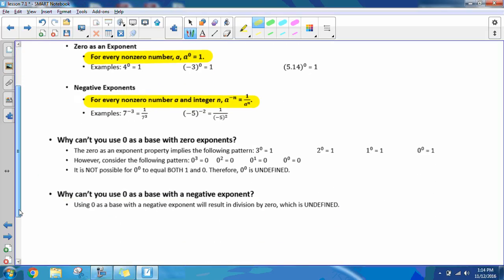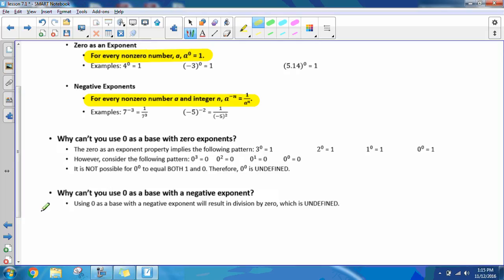We cannot use 0 as a base with a zero exponent. 0 has an exponent property that implies the following pattern. 3 to the 0 power equals 1, 2 to the 0 power equals 1, 1 to the 0 power equals 1, which would mean 0 to the 0 power equals 1.